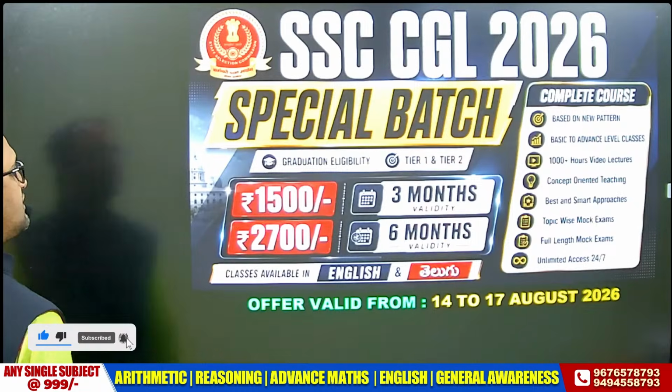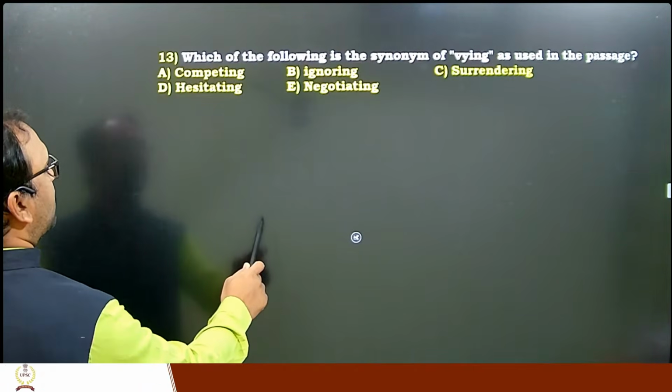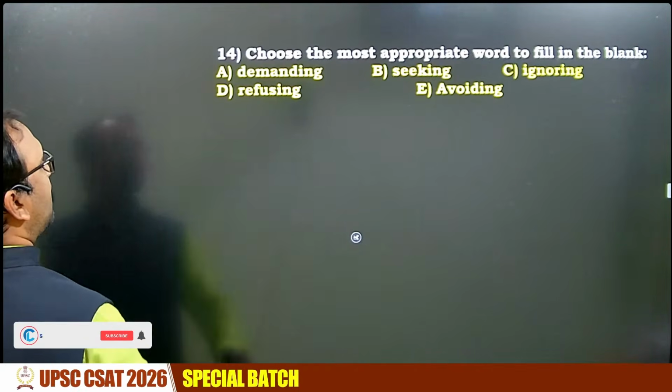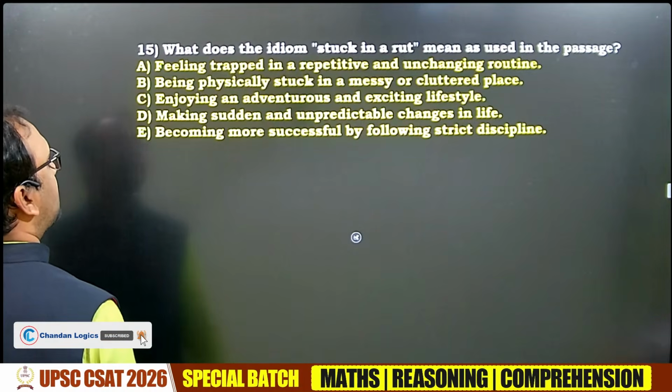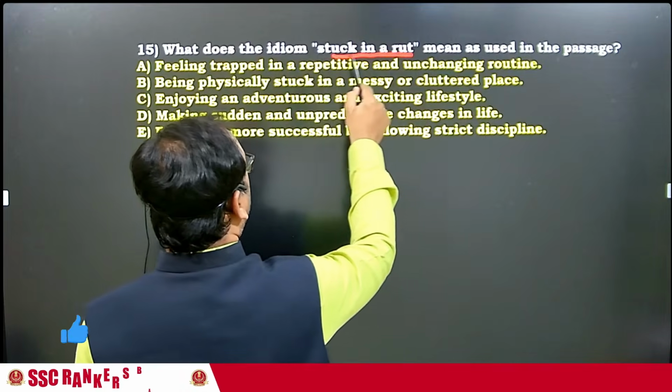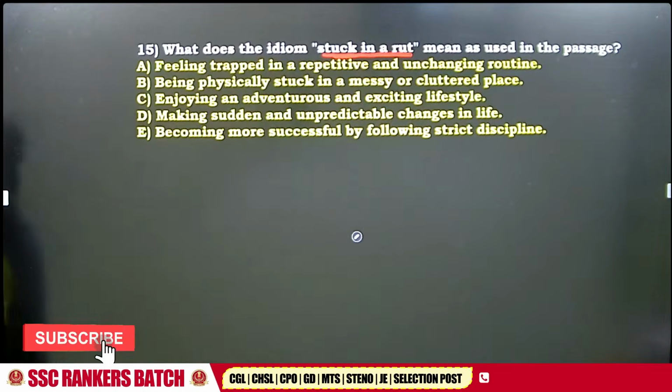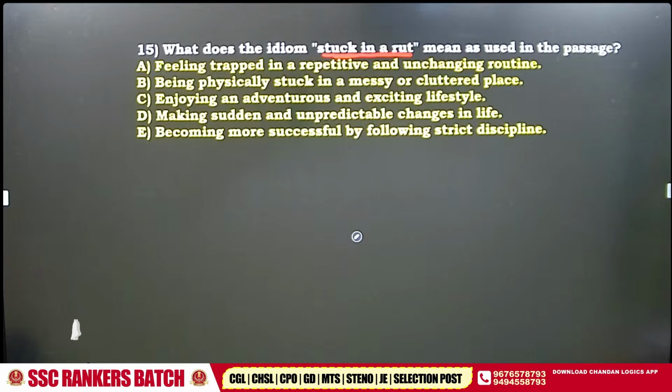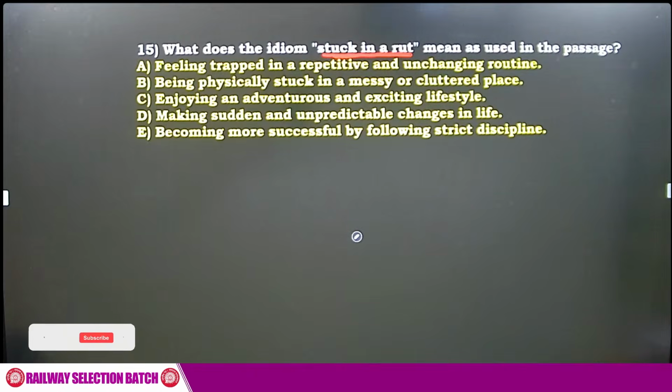And any other questions that can be answered without reading the paragraph? I think vying is done. Filling the blanks. What does the idiom stuck in a rut mean? Wow, nice idiom. What is the meaning of the idiom stuck in a rut? I think it's a simple idiom to guess. You don't have to worry much about it.